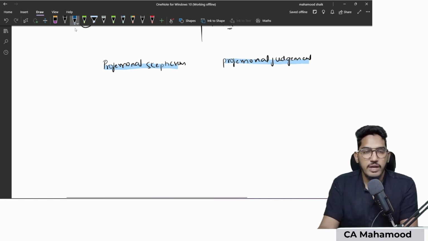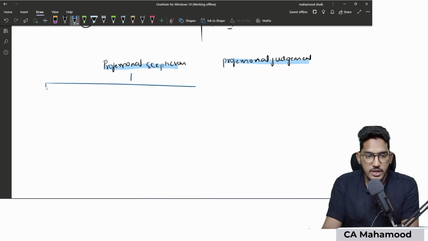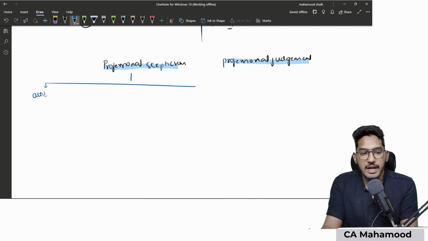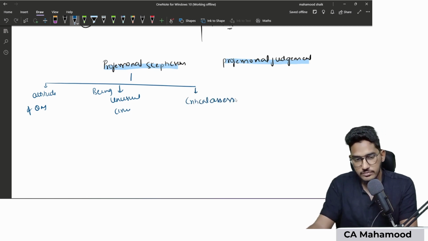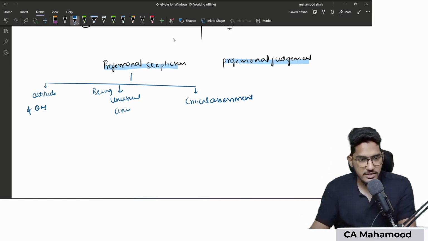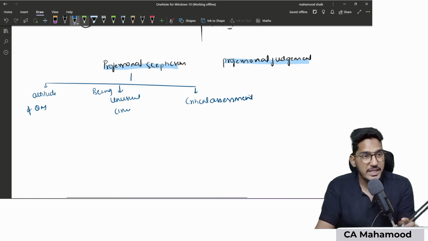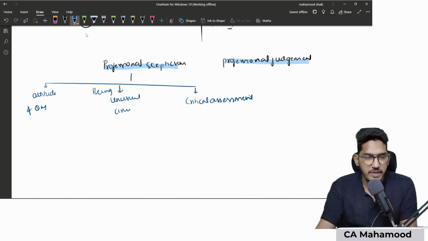So first I will try to revise what this professional skepticism is. Professional skepticism refers to three things. Number one, it refers to maintaining an attitude of questioning mind. Number two, it involves being alert to unusual circumstances. And number three, critical assessment of audit evidence. So professional skepticism includes three things. It involves maintaining an attitude of questioning mind. You should not blindly believe anything. Whatever information you are getting in the client, you need to have a questioning mind.